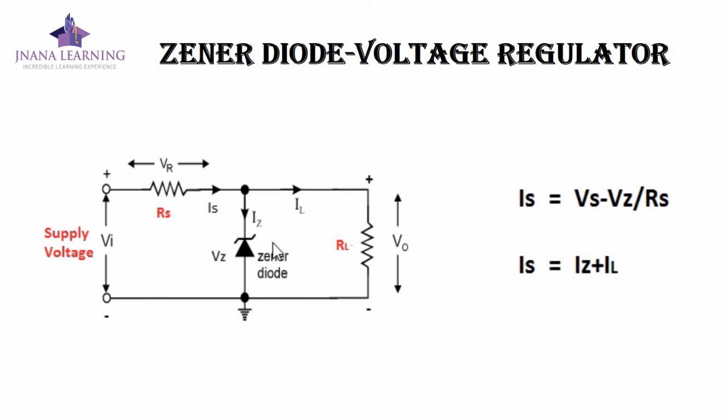Now the Zener diode can maintain a constant voltage, or we can say a regulated voltage across it, and we get that regulated voltage at the output, that is through the load resistor. So that's the voltage regulation done by the Zener diode. So this is the working of Zener diode as a voltage regulator.